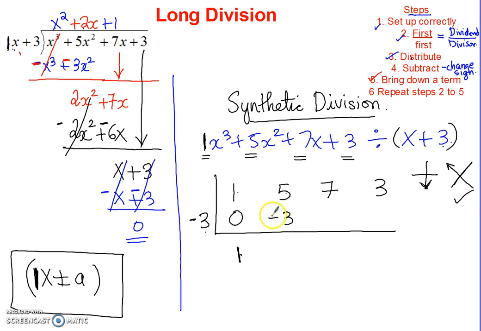Vertically, you add. 5 minus 3. I'm not multiplying vertically, I'm adding or subtracting vertically. 5 minus 3 is 2. Sideways, 2 times negative 3 is negative 6. Downwards, add. 7 minus 6, I get 1. Sideways, multiply. 1 times negative 3 is negative 3. Vertically, you add. 3 minus 3, you get 0. So you write out the last number that you get as your remainder. So this is going to be a remainder.